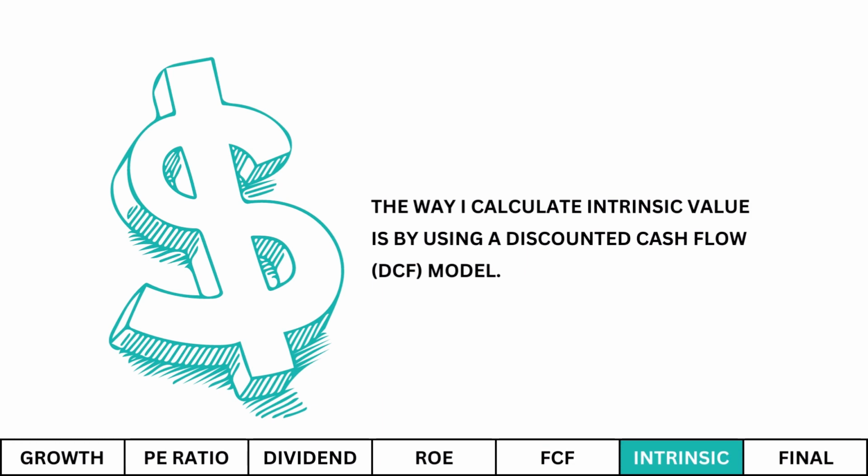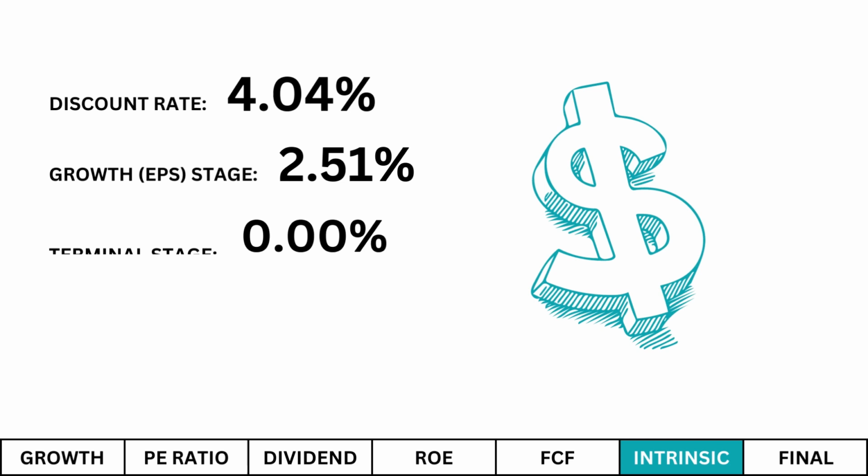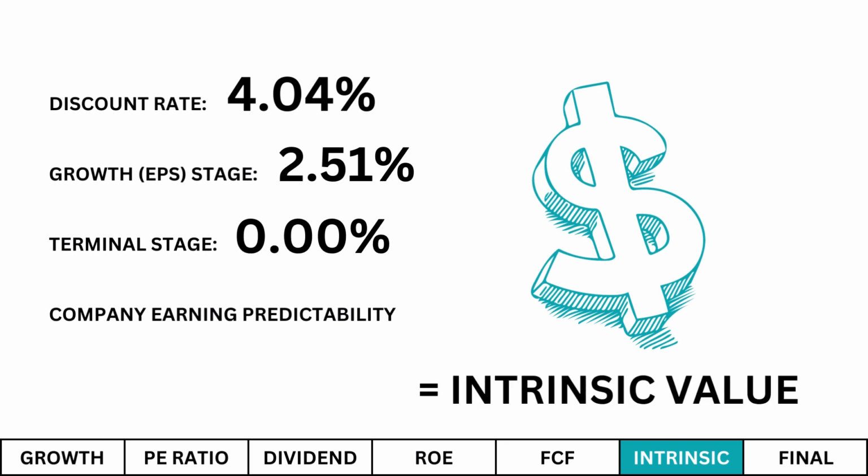The way I calculate intrinsic value is by using a discounted cash flow model. I get the current discount rate, for which I use the current 10-year US Treasury yield. After that, I figure its growth stage over the next 10 years, which is the growth rate we calculated earlier. And for the terminal stage, which follows once the growth stage of the company is completed, I set it at 0%. I also take into account how stable the company is, which is a subjective measurement. I want predictability in our company's earnings. And when we put all those data points together, we get our intrinsic value for the company.